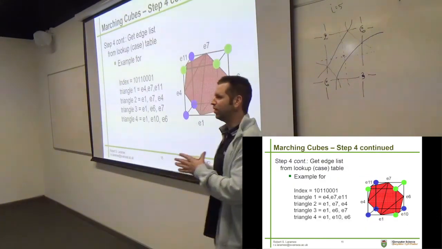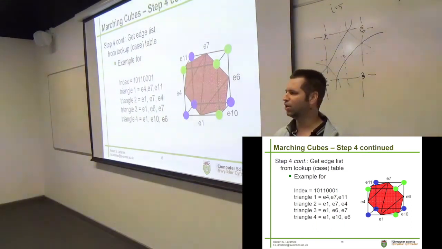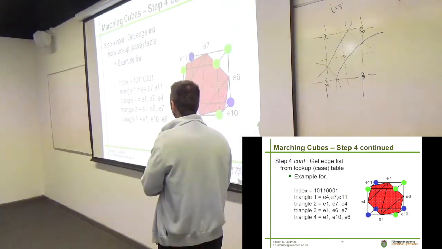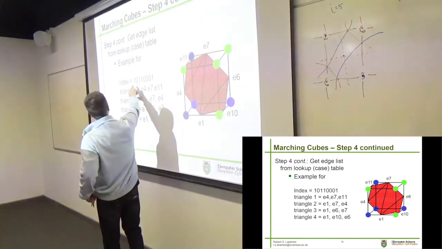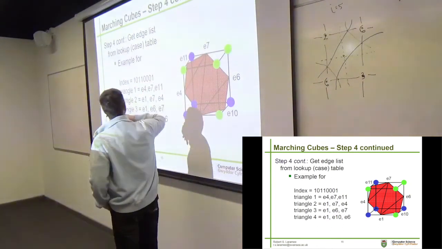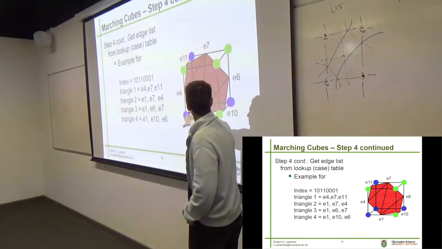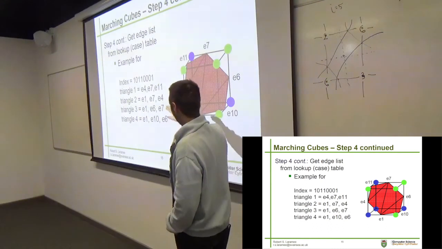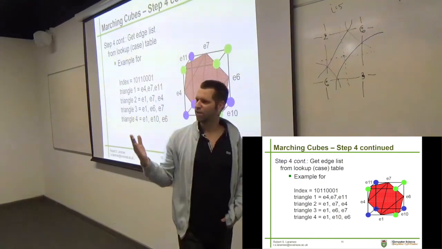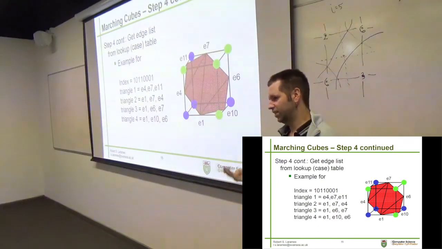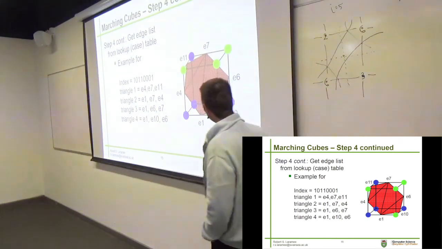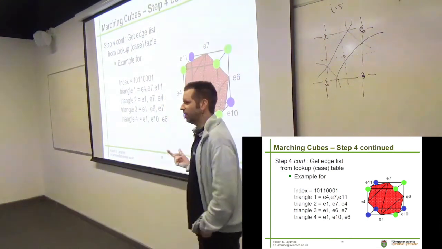Because that's true, we can store all the configurations in a lookup table ahead of time, before we run the program. The edge intersections don't change. So for a given index like this one, 10110001, which could look like this, that means we have four triangles. Whenever we have this index, it means the isosurface passing through this cube consists of four triangles, always. And we can store that information in the lookup table.